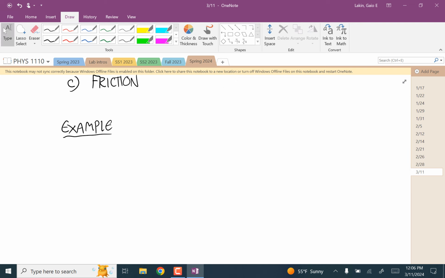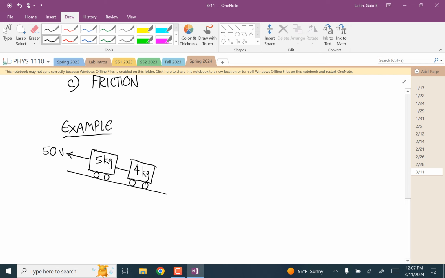Okay, so let's say that we have a ramp and two carts are on the ramp connected by cables. Let's say this one is 5 kilograms and this one is 4 kilograms. And let's say that there's a force. We don't know what's applying this force. We just know what the force vector itself is. But let's say there's a 50 Newton force pulling this system of carts up the ramp.